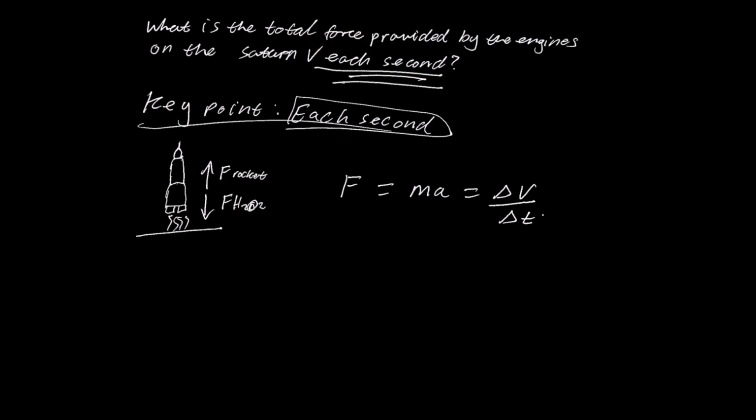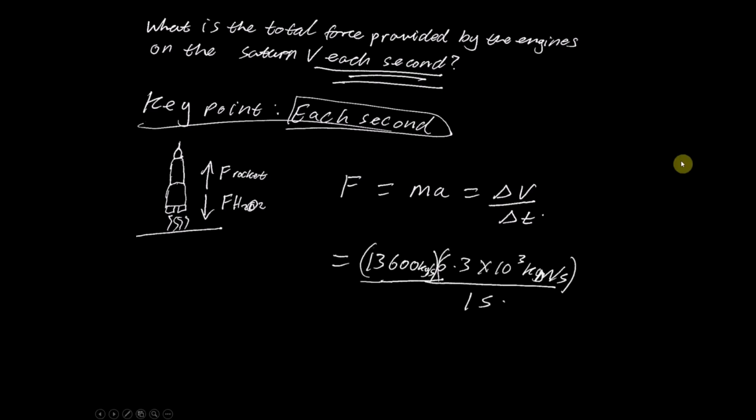F is equal to ma, remember? That could be m times delta v by delta t. That's essentially going to be 13,600 kilograms per second multiplied by 6.3 times 10 to the 3 per second. This will give us 8.6 times 10 to the 7 kilogram meters per second per second.